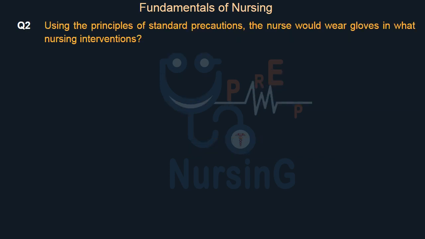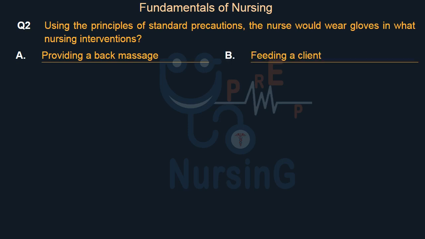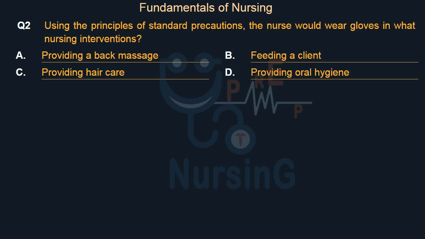Using the principles of standard precautions, the nurse would wear gloves in what nursing interventions? Option A. Providing a back massage. Option B. Feeding a client. Option C. Providing hair care. Option D. Providing oral hygiene. Right answer is Option D. Providing oral hygiene. Doing oral care requires the nurse to wear gloves.